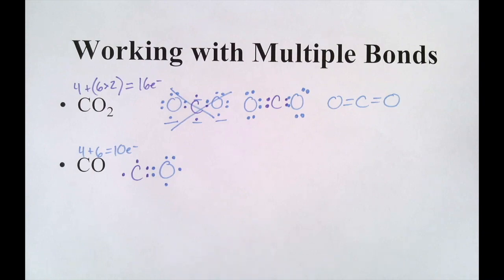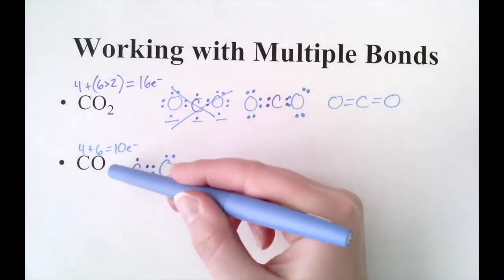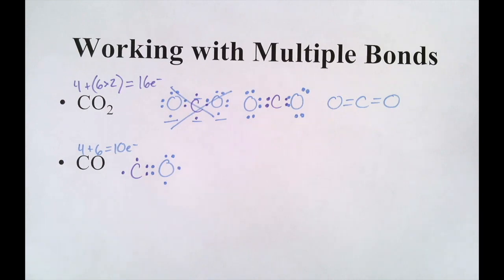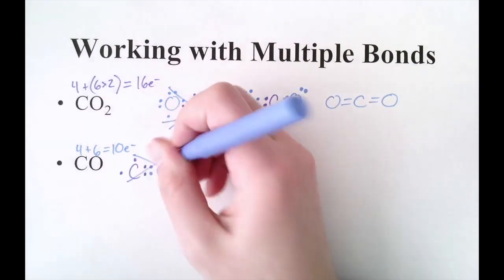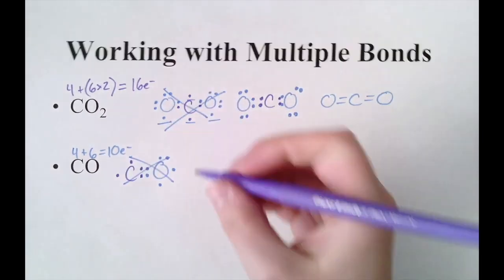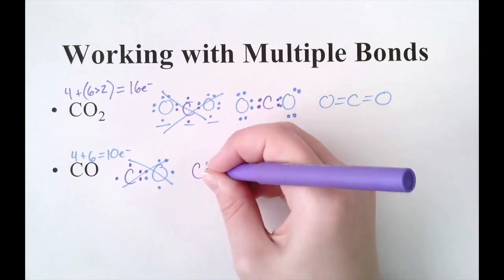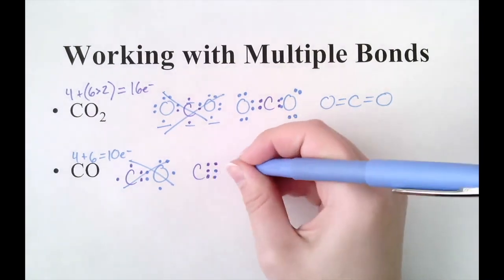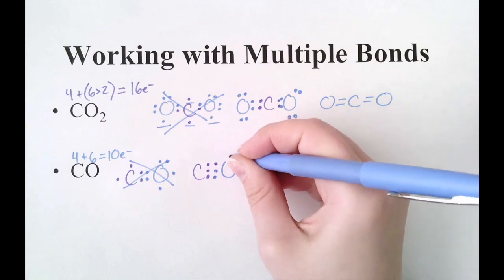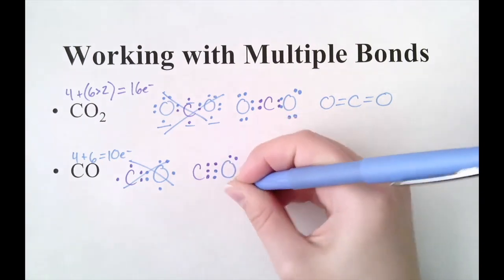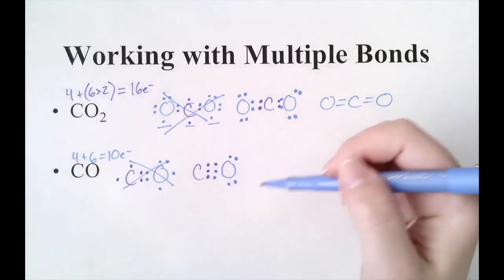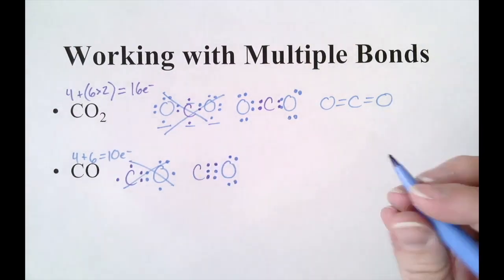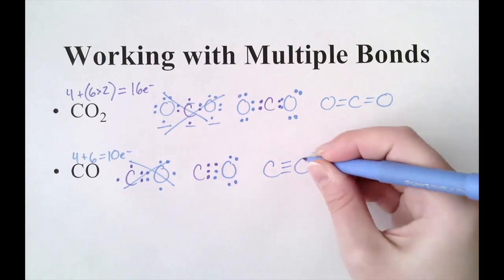So when I do this, though, I can still see that I have 2 sets of unshared electrons. So carbon and oxygen are actually going to need to share 3 pairs of electrons. So this is what your accurate Lewis structure for carbon monoxide should look like. Its structural formula would look like this.